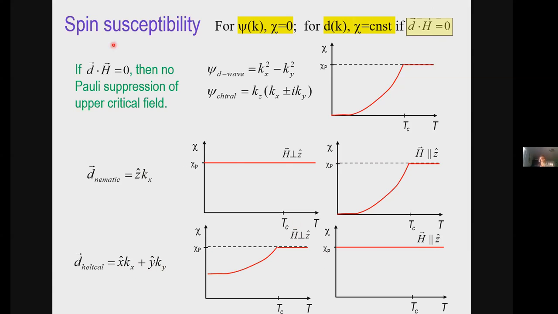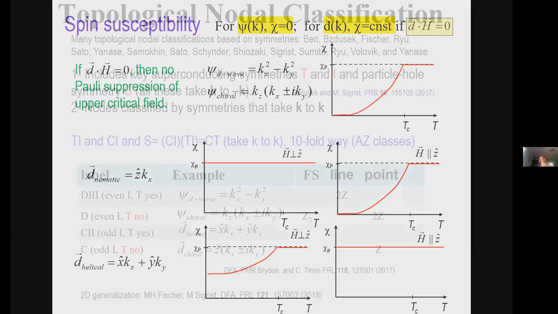If I have time, I'll talk about the relationship between this and Pauli suppression of the upper critical field. But the thing to remember is if D dot H is 0, then there should be no Pauli suppression of the upper critical field. And this is in the context of uranium tellurium 2. I might talk about this. Okay, so that gives you some feeling for the D vector.